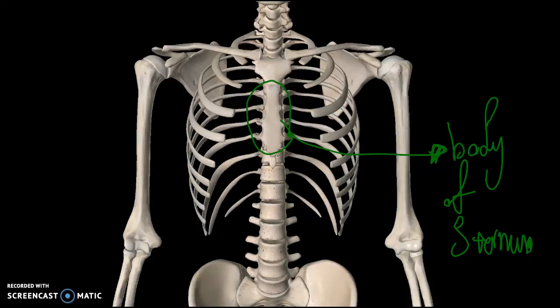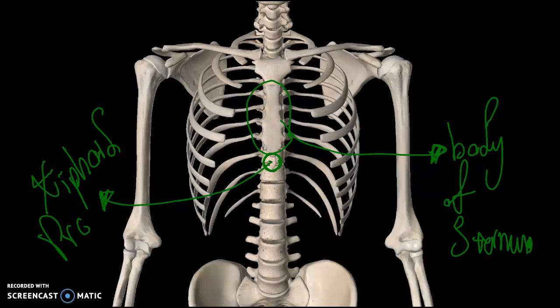And right below the body of sternum, we got this little guy here, and this is known as the xiphoid process.